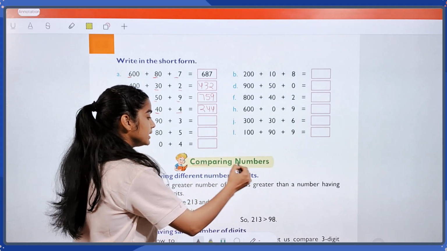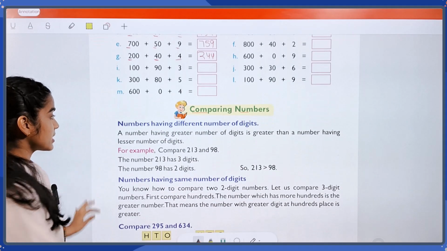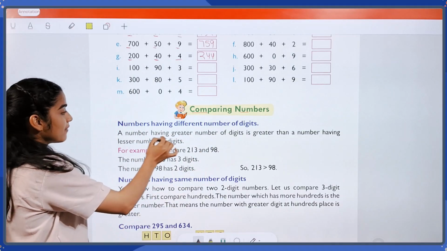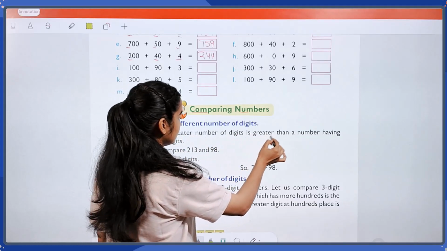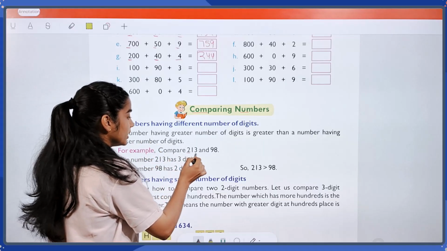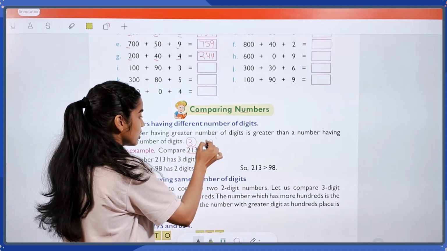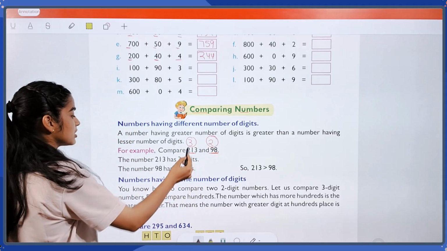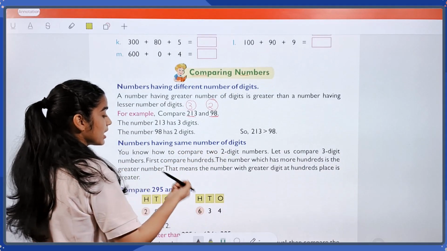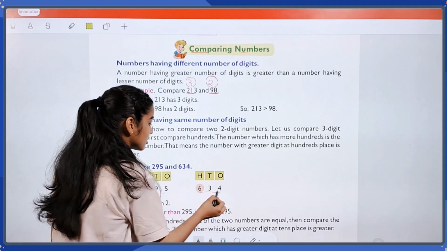Now comparing numbers. We have to compare the numbers. First, numbers having a different number of digits. A number having a greater number of digits is greater than a number having a lesser number of digits. For example, compare 213 and 98. In this we have 3 digits and in this we have 2 digits. So it's self-understood that a 3-digit number is greater than a 2-digit number. Now numbers having the same number of digits. For example, this is a 3-digit number and this is also a 3-digit number.